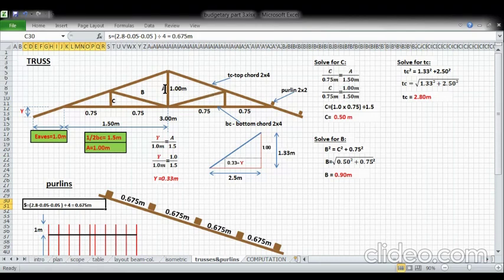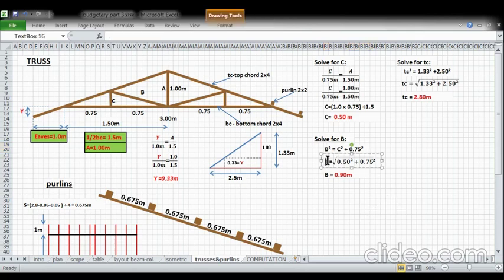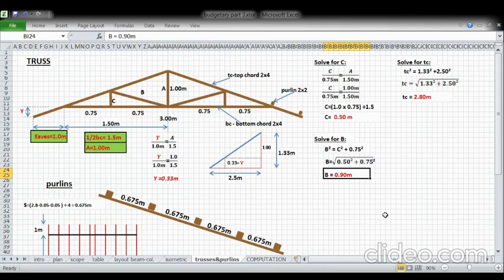Substitute 1 meter to A. C over 0.75 is equal to 1 over 1.5. Simplifying this equation, the answer now is C is 0.5. Okay, so the next member is B. Solve for B, the diagonal member. By the Pythagorean theorem, B squared is equal to C squared plus 0.75 squared. So to find B, you get the square root of 0.5 squared plus 0.75 squared. Using your calculator, the answer is 0.9. Please check that in the calculator.